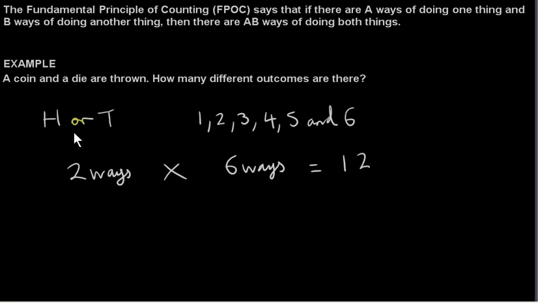So I could start to list some of them. If we suppose that the coin appears with heads, then we have H1, H2, all the way to H6. If we throw tails with the coin, we could have T1, T2, all the way to T6. And as you can see, we have 6 and 6, 12 different outcomes.